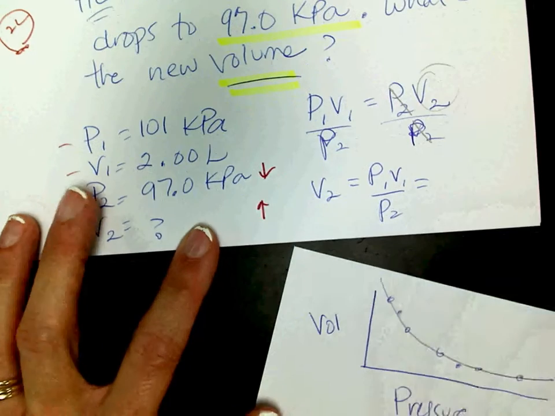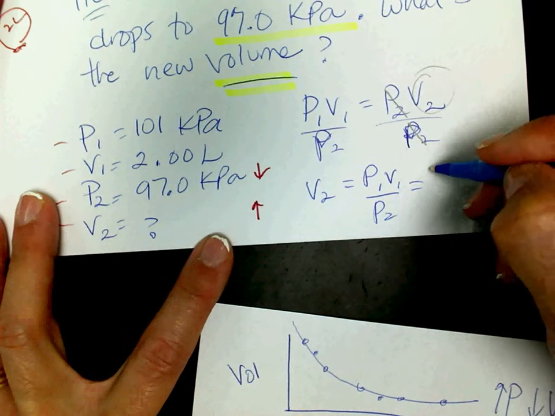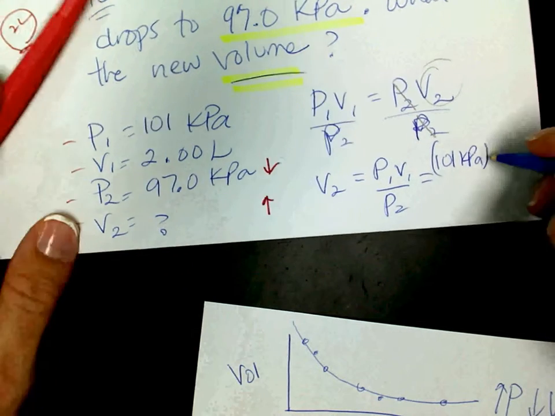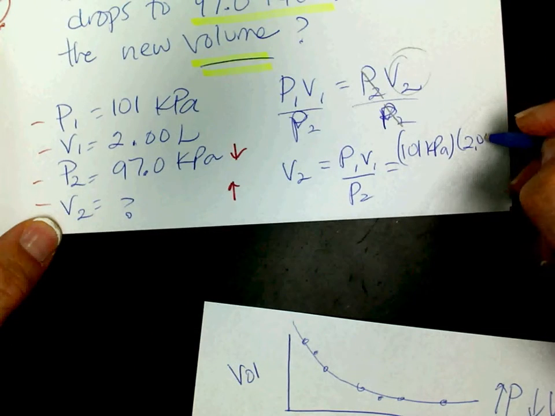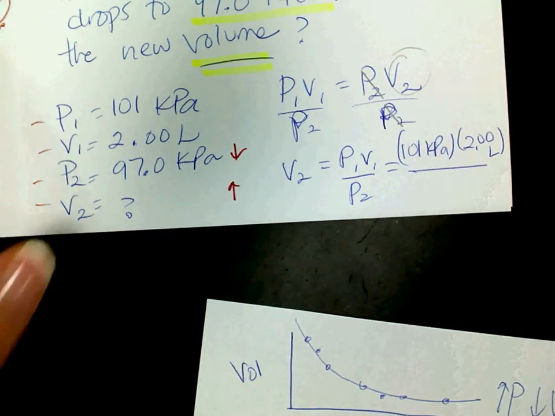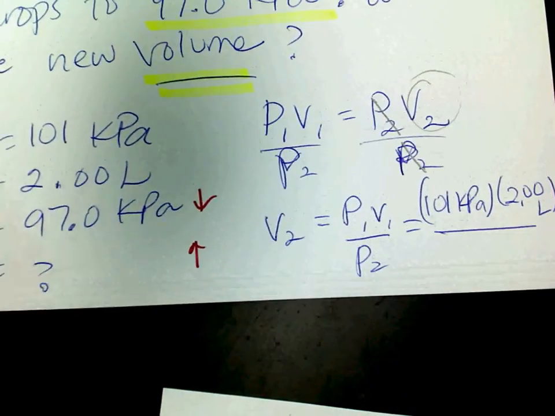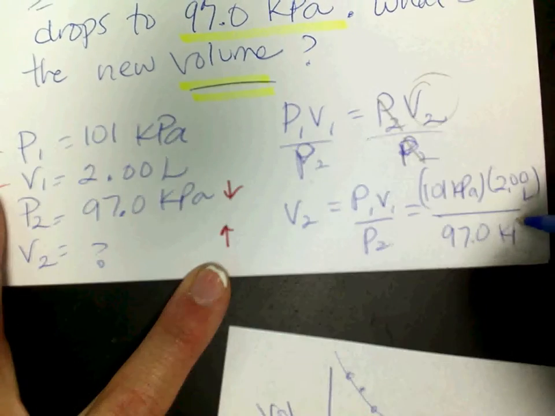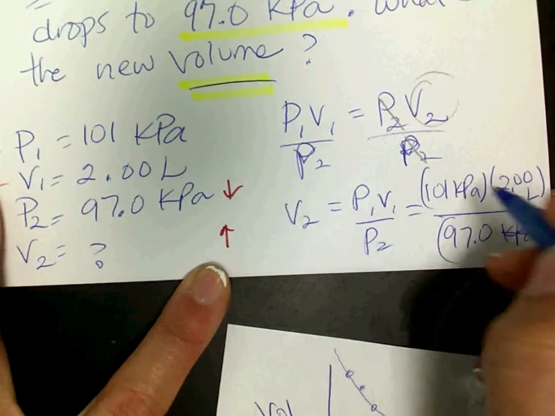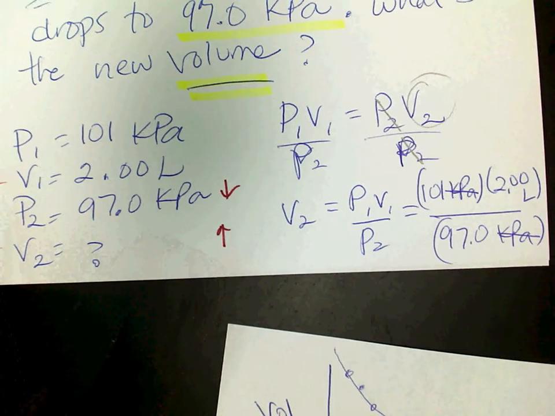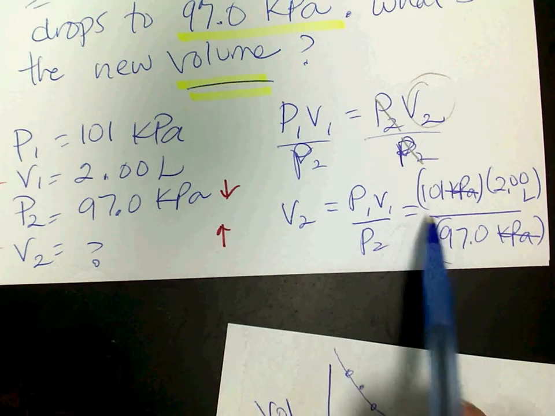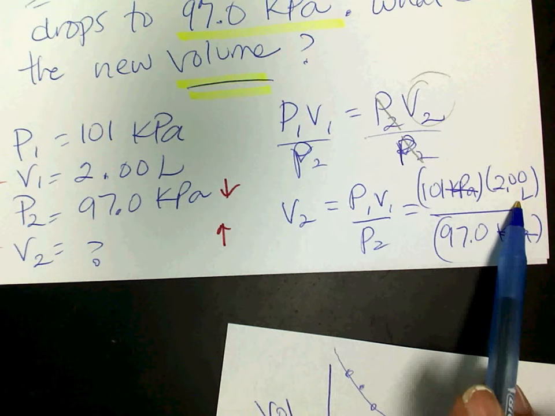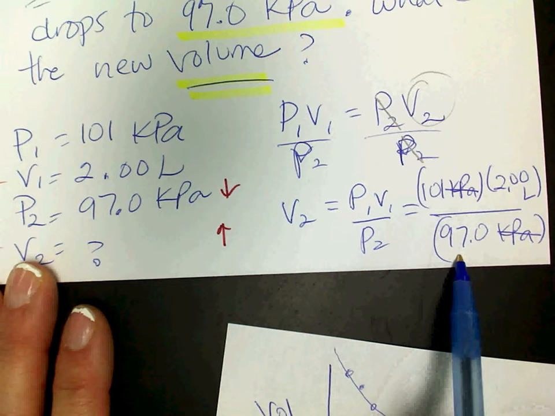all right, I'm going to plug in here, and P1 is what? 101, right? What is V1? 2 liters. And what is P2? Oops. Yeah, 97 kilopascals. Now, what unit cancels? kPa, kilopascal. Okay. Now, looking here, is this volume going to be larger or smaller than my original volume? It's going to be bigger because I have 101 over 97. So that's going to make this number a little bit bigger.